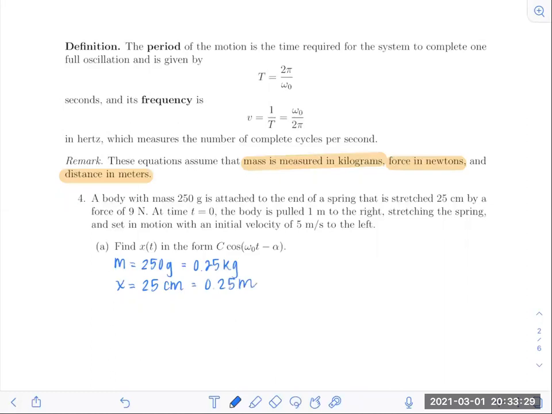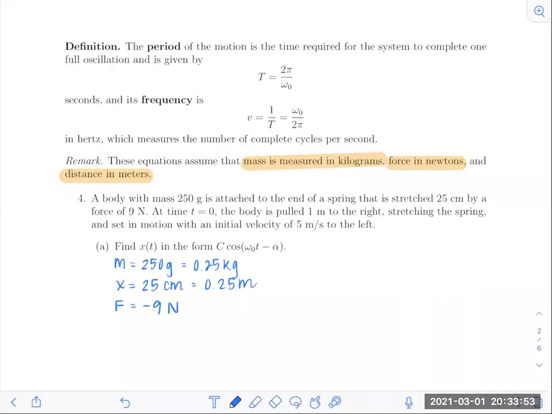And we have a force of 9 newtons. Now, this is important. Remember that your force is always in the opposite direction. So even though we're being stretched, which makes it a positive distance, we write our force in an equal but opposite motion. So negative 9 newtons as opposed to positive 9 newtons.